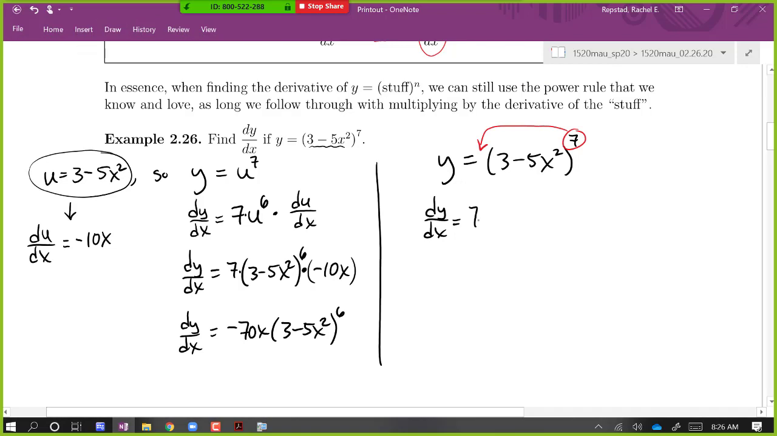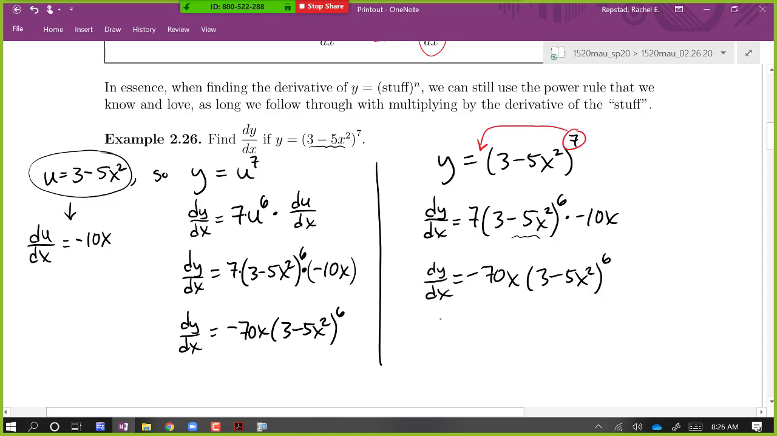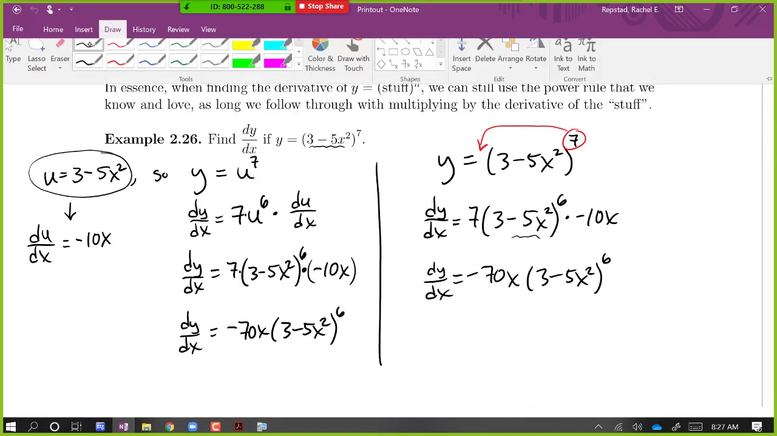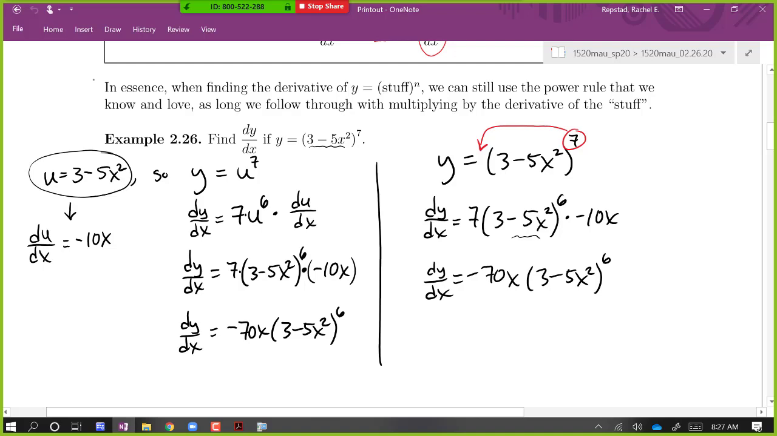I can do it. Bring the 7 down. And then I rewrite the stuff as is, no changes, 3 minus 5x squared to the 1 less power, and follow up with the derivative of what's inside, which is minus 10x. And then, of course, now we're back to where we were over there. Are there questions on that example? Okay.